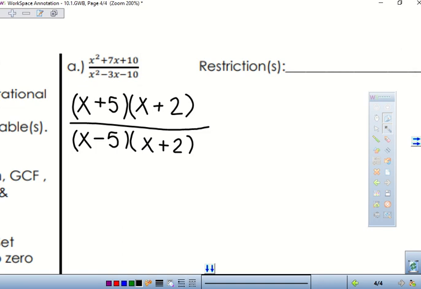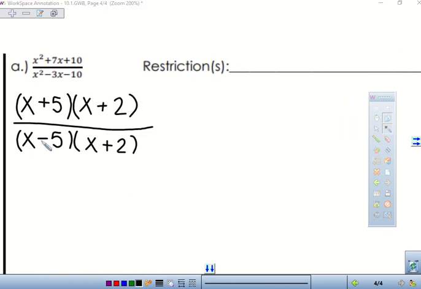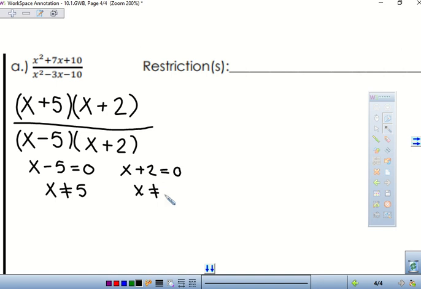Okay, so here the restrictions are a little bit different. If I were to plug 0 in here, this would be okay, right? Because 0 minus 5 would be negative 5, and that's not 0. But when you have binomials like this, you have to set each of those binomials equal to 0, and that's going to give you what your restrictions are, okay? Because that will be what makes that denominator 0. So x cannot be 5, and x cannot be what? Negative 2. Those are my restrictions. So the restrictions come from setting the denominator equal to 0, okay?